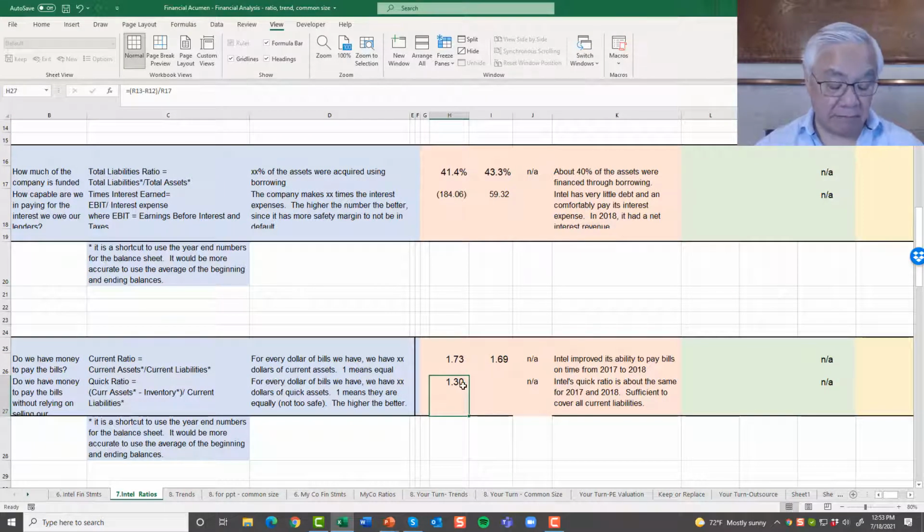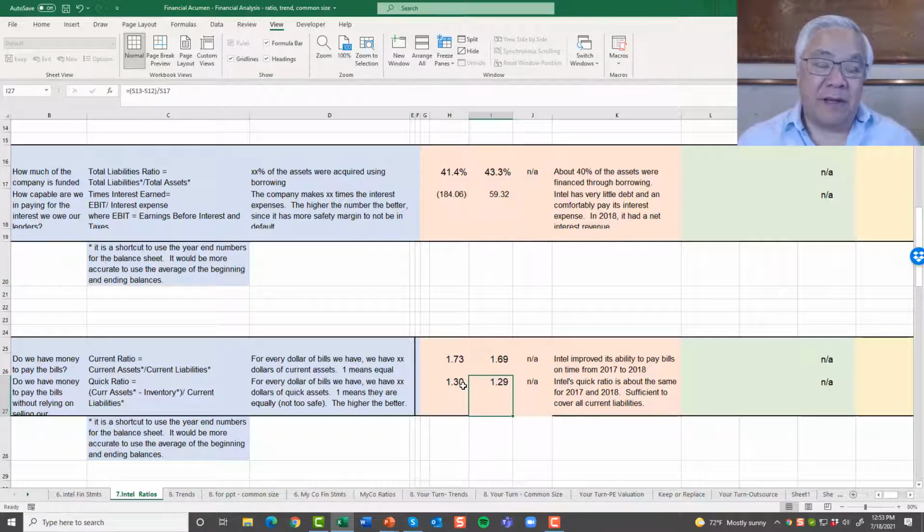So they can comfortably handle it. The historical rule of thumb here is 1.0, and they're above even the historical rule of thumb. So they're in pretty good shape. So they have sufficient cash and liquid assets to pay their current liabilities as they become due.